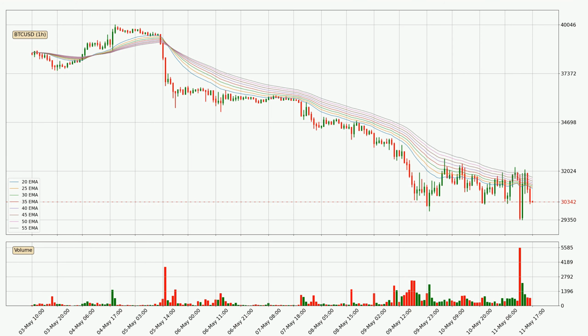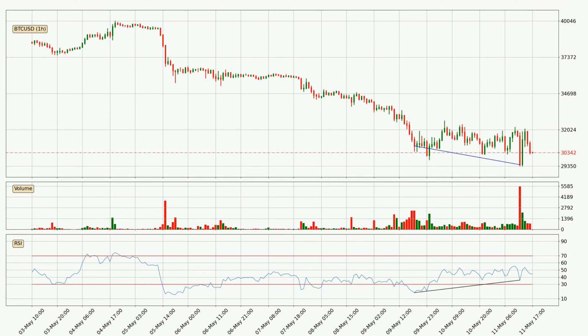Jumping to the divergences, there are two types of divergences: bearish or negative divergence and bullish or positive divergence. Bearish divergence is when the price is making a higher high while at the same time the indicator is making a lower high. This shows that the buyers are exhausted and a trend change could be expected soon. The same logic applies to the bullish divergence, where the price makes a lower low, but the indicator is making a higher low, showing that the sellers are exhausted.